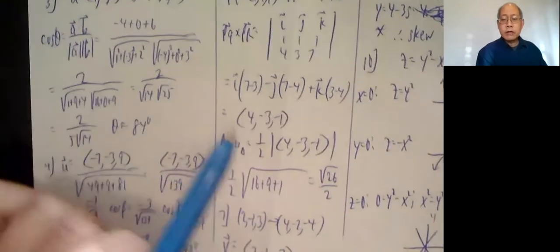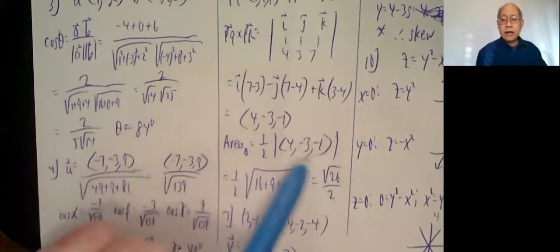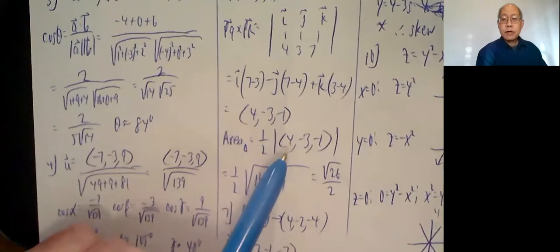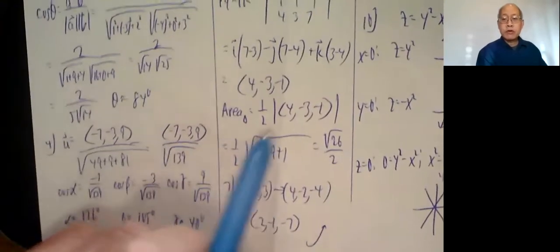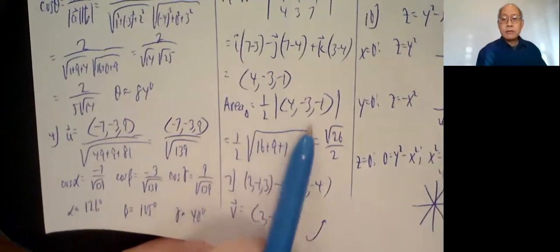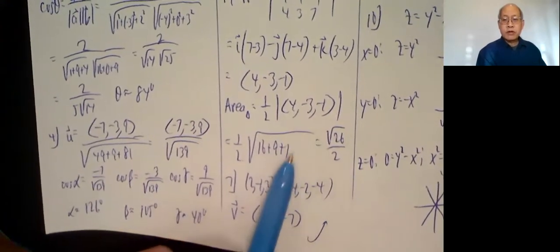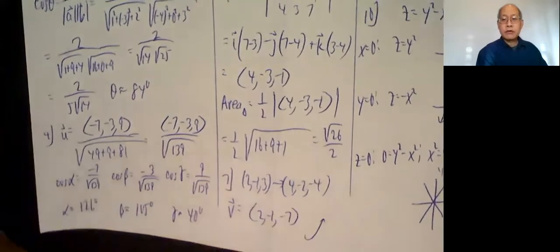Okay, so the area of the triangle is 1/2 the magnitude of the cross product, right? Because the magnitude of the cross product gives you the area of the parallelogram. So 1/2 square root of 4 squared plus negative 3 squared plus negative 1 squared. So radical 26 over 2.